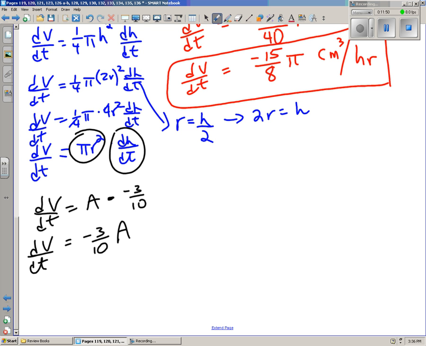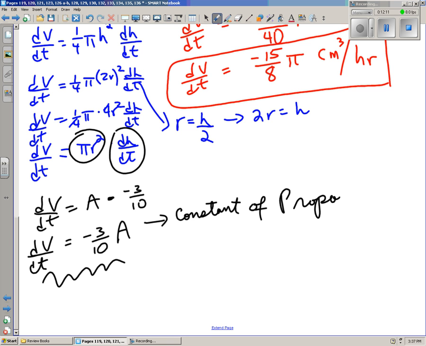So here is what we have. The rate at which the volume is changing is -3/10 times the area that's exposed. So here is our proof that dV over dt is directly proportional to the area, and the constant of proportionality is just the constant multiplier, -3 over 10. And that's it. Tough, but not terrible if you kind of follow that.